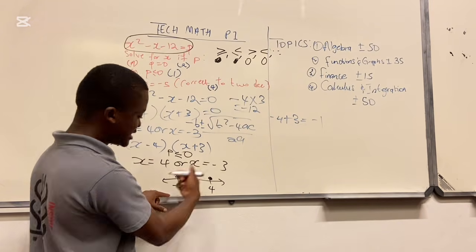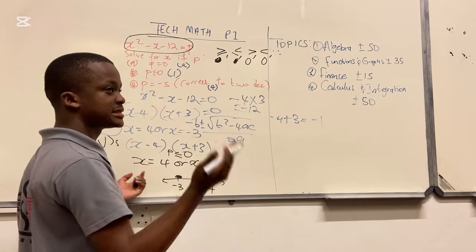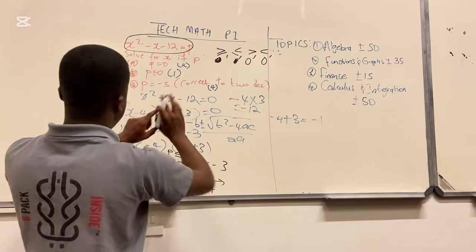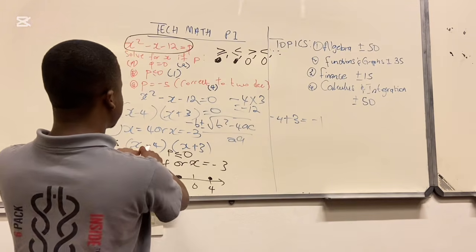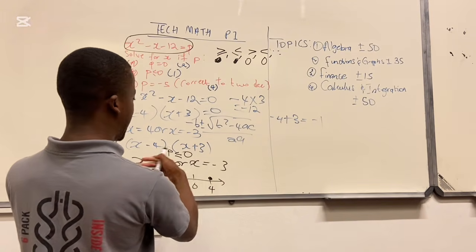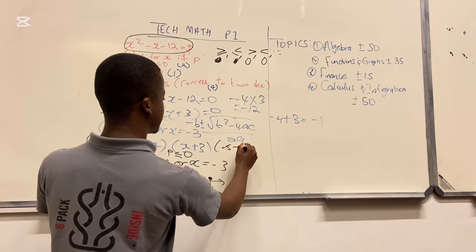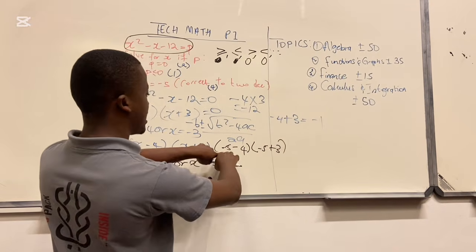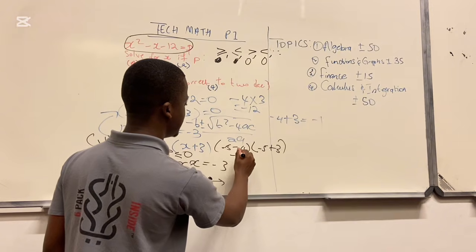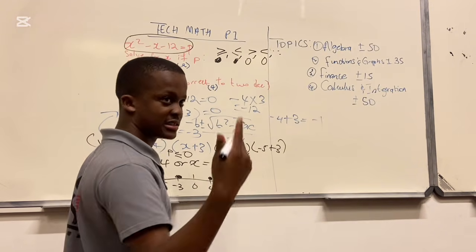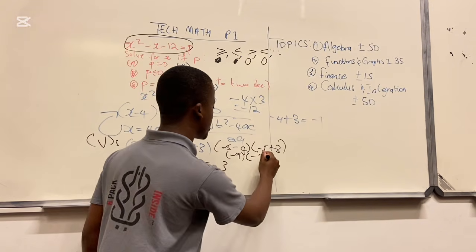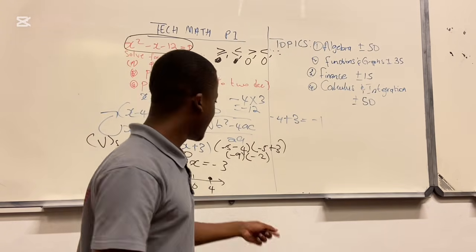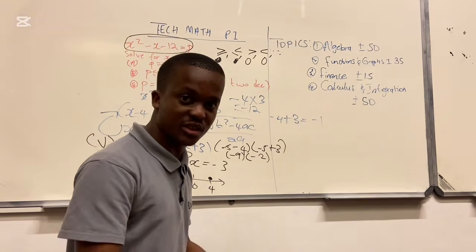If x is less than -3, let's say we substitute -5. You can substitute here or here, it doesn't matter. Let's substitute -5 for instance. -5 minus 4 is -9, multiplied by -5 plus 3, which is -2. Take the sum of the bigger number, we're left with -2. And 9 times 2 is positive 18, negative times negative gives us a positive.